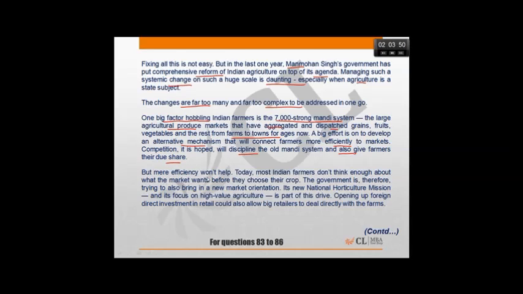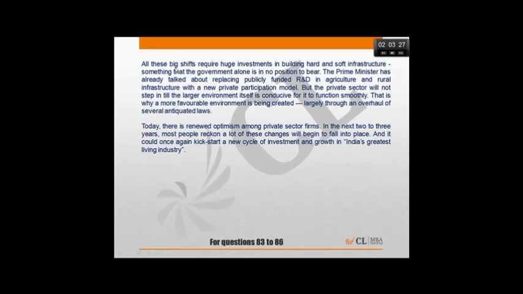But mere efficiency won't help. Today, most Indian farmers don't think enough about what the market wants before they choose their crops. The government is therefore also trying to bring in a new market orientation. Its new national horticulture mission and its focus on high value agriculture is a part of the drive. Opening up foreign direct investment in retail will also allow big retailers to deal with the farms directly. All these big shifts require huge investments in building hard and soft infrastructure, something that the government alone is in no position to bear.